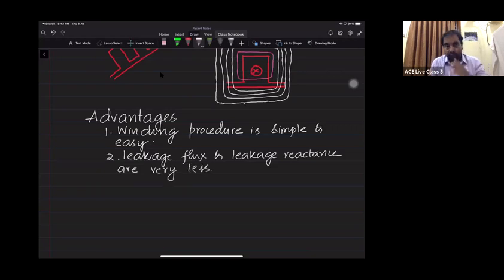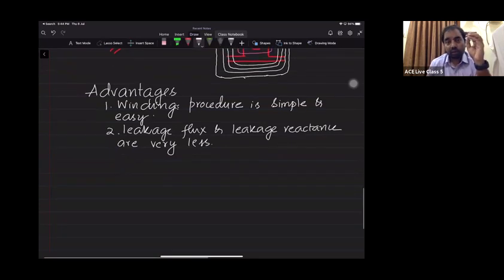I think for you, transformers is finished, right? Raise your hands if transformers is finished, at least for some batches. So I think your teacher might have explained what the relation is between leakages and leakage reactance. Some batches may be there for whom it may not be over, one or two. But don't worry, whatever is required, I'll explain. Your teacher might have explained the relationship between leakages and leakage reactance.